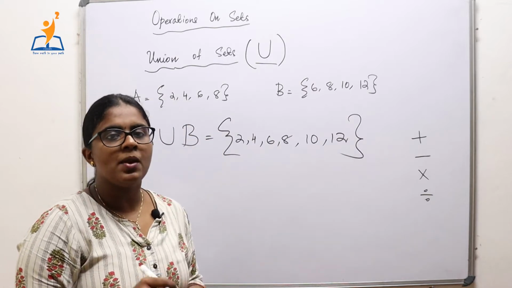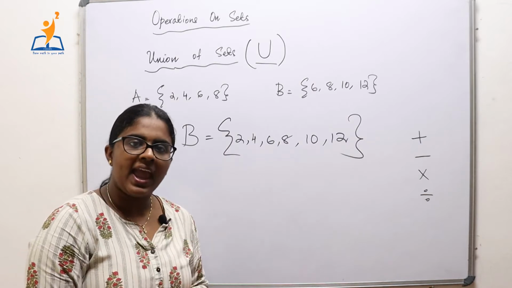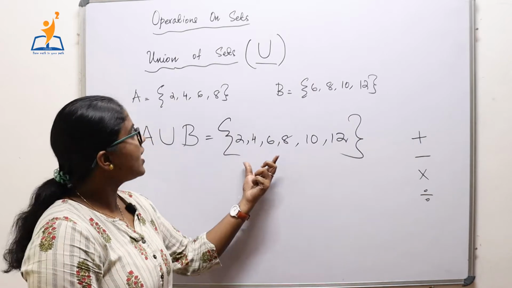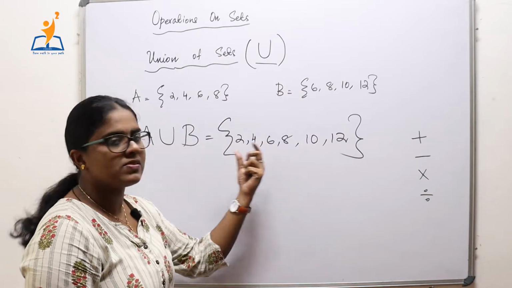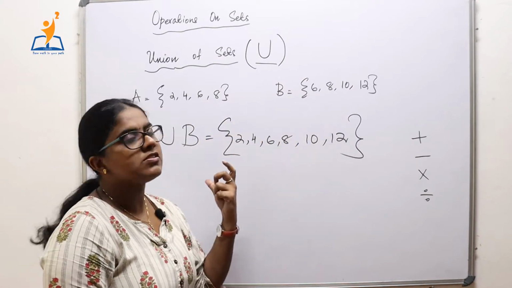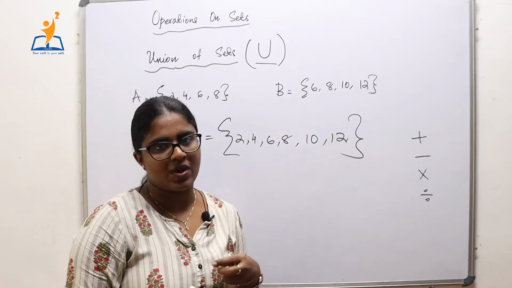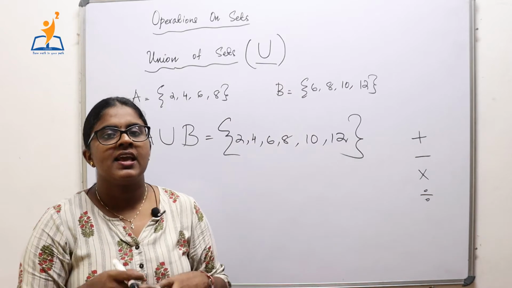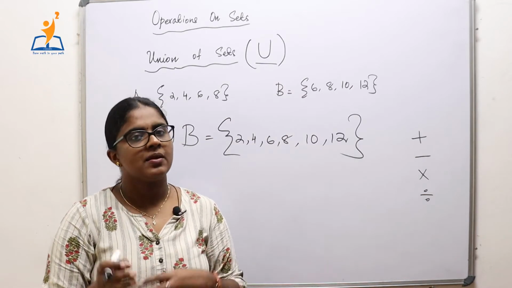So A union B is the set of all elements from A and B. Look here, all the elements of A are present here, that is 2, 4, 6, 8. And all the elements of B are also present here, that is 6, 8, 10, 12. So A union B is the set of all elements from A and B.